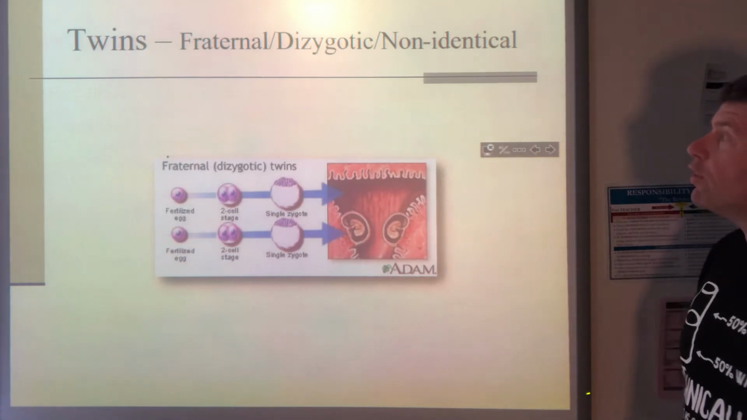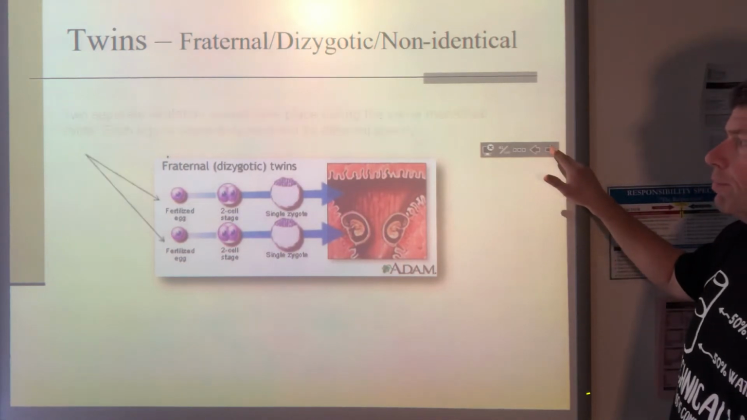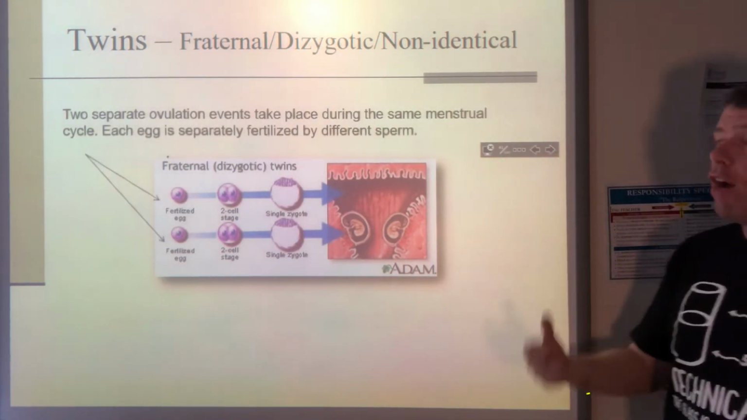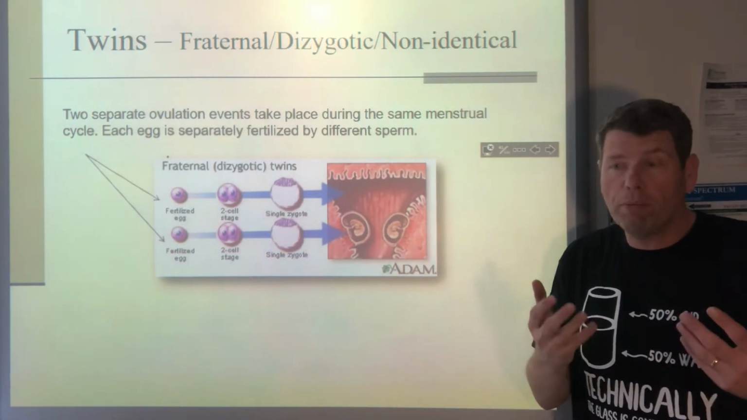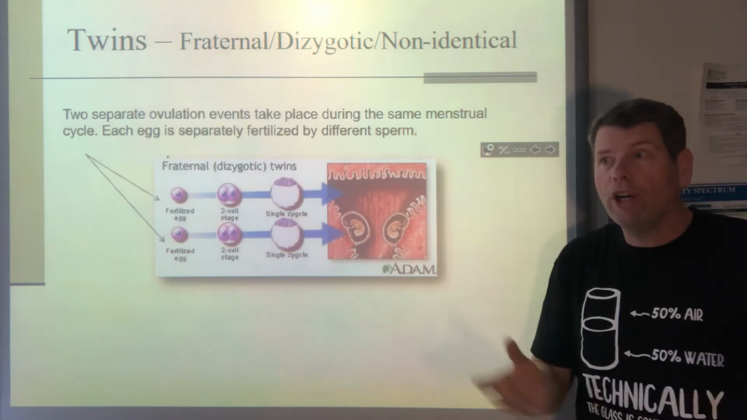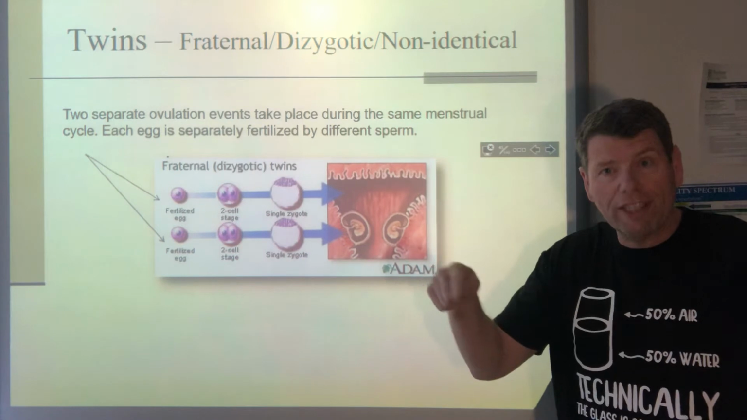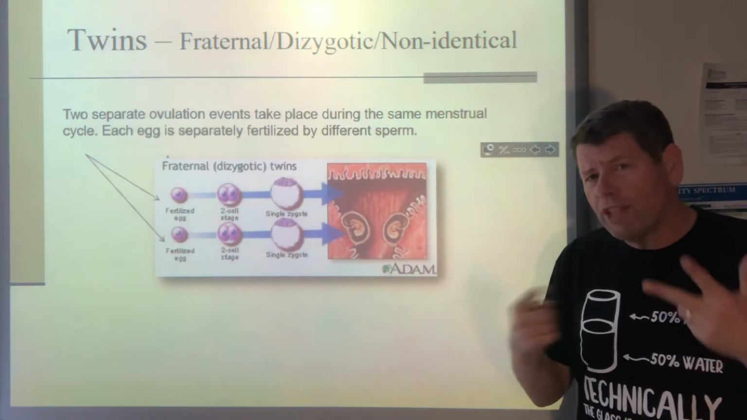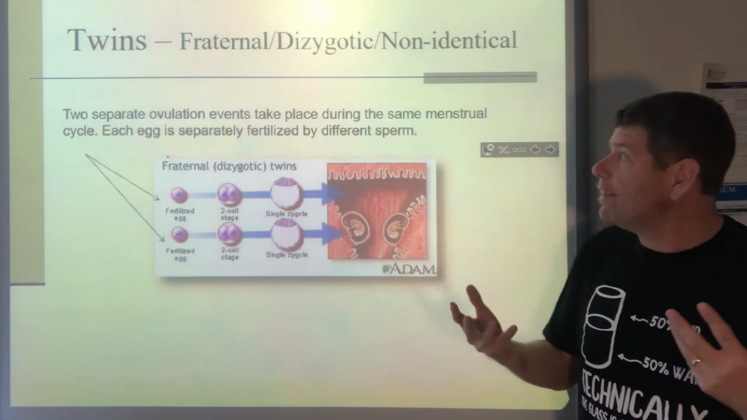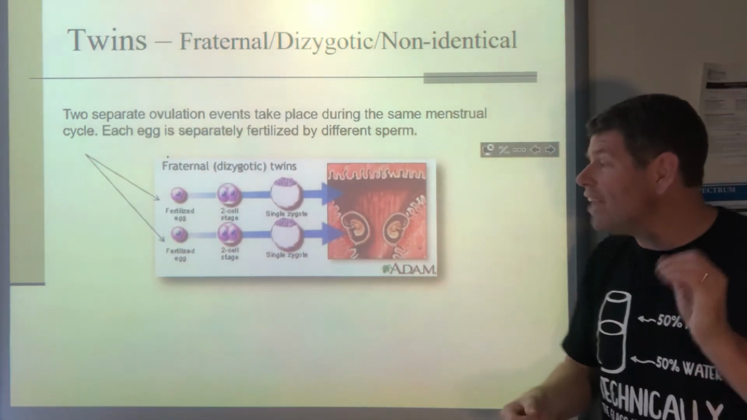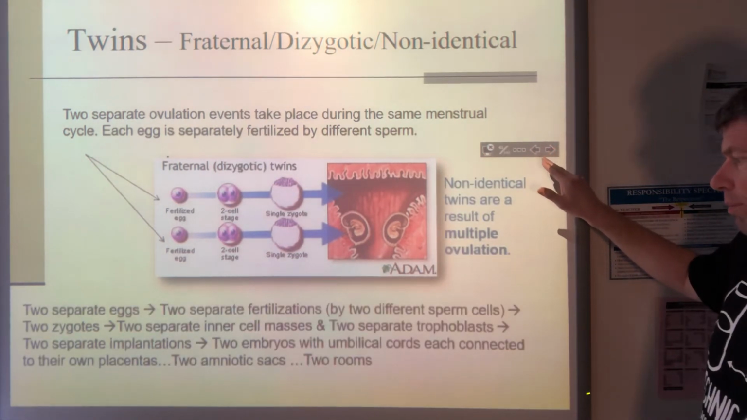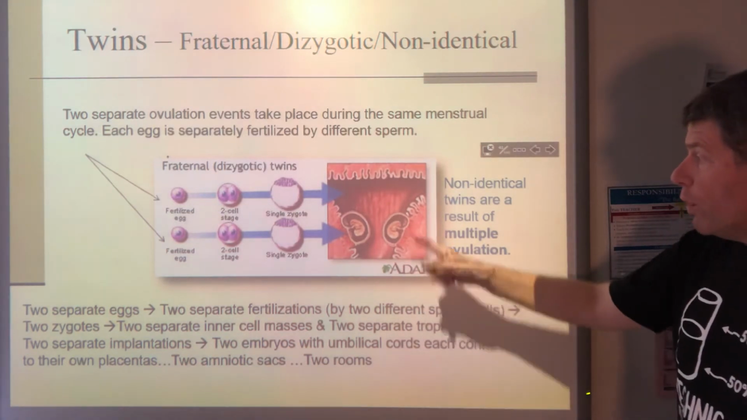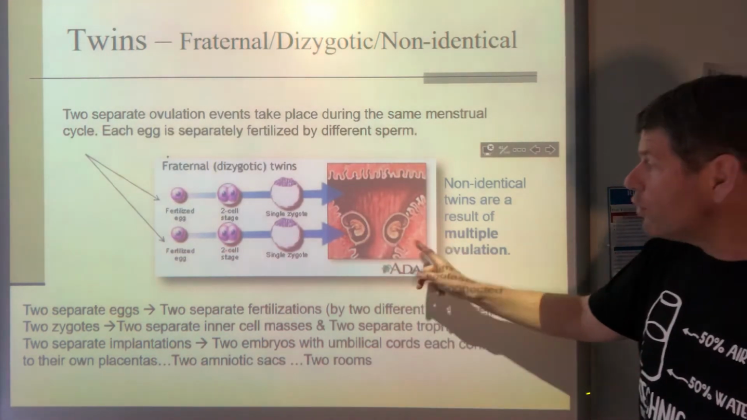Now, let's talk about fraternal or non-identical twins, or another term is dizygotic twins. So in this case, we've had 2 separate ovulation events. It just so happens that in 1 month, maybe the one ovary ovulated 2 eggs, or maybe each ovary released 1 egg, and then of course 2 separate sperm find those 2 separate eggs, and then we get 2 zygotes, so dizygotic. We're going to end up with 2 embryos with 2 separate umbilical cords with 2 separate placentas.